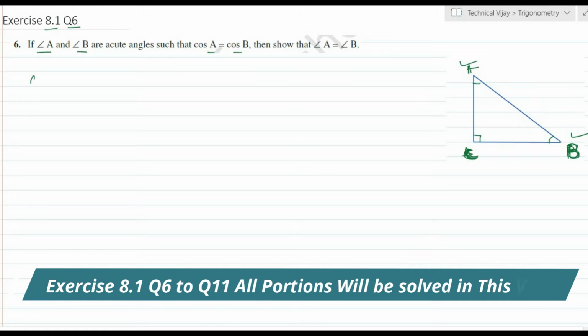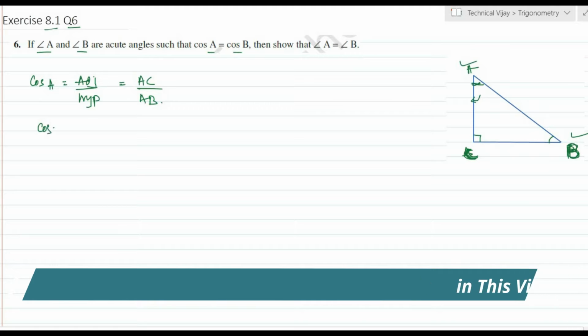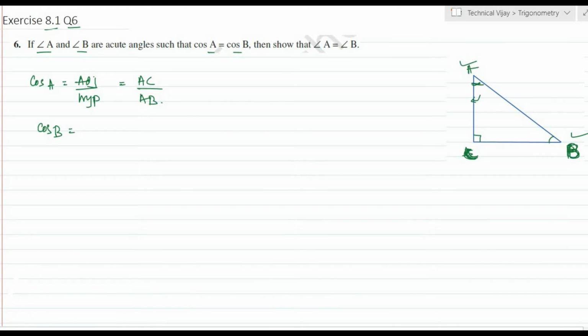Cos A can be written as adjacent divided by hypotenuse. Adjacent here is AC, divided by hypotenuse, which is AB. Now we will see cos B. Cos B is also adjacent by hypotenuse. Adjacent here is BC, and the hypotenuse is the same, AB.